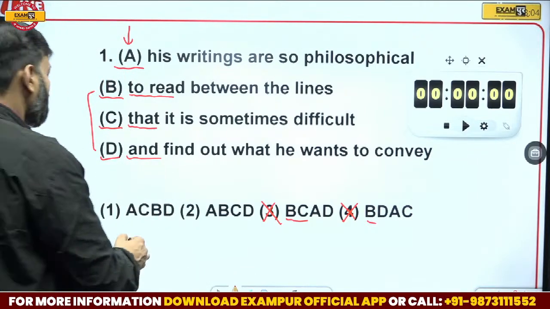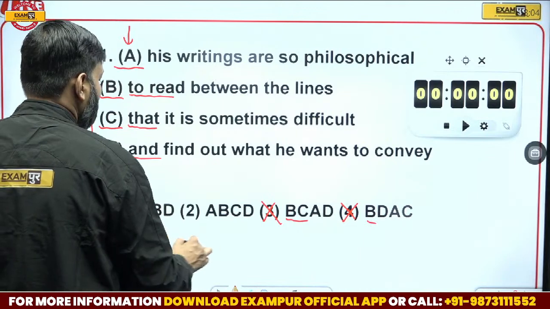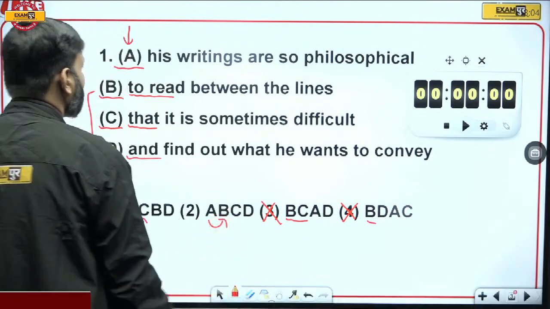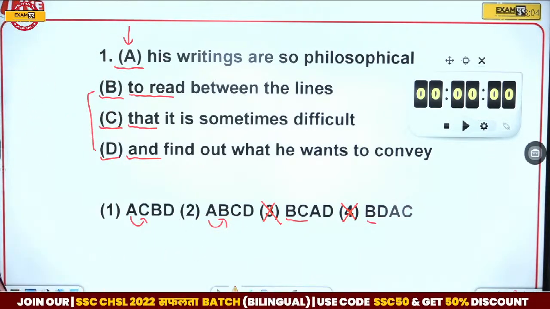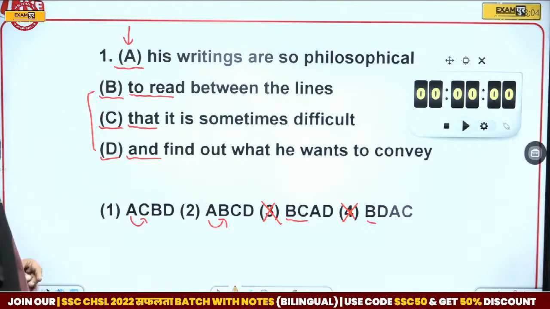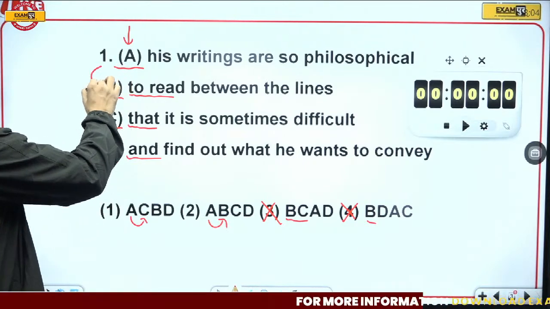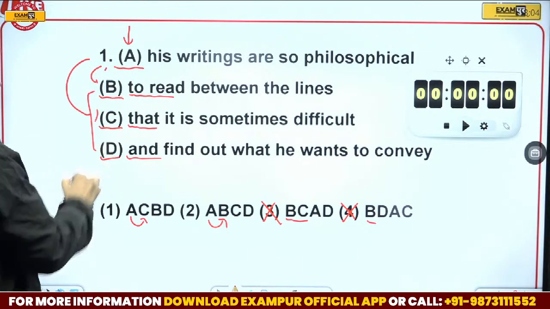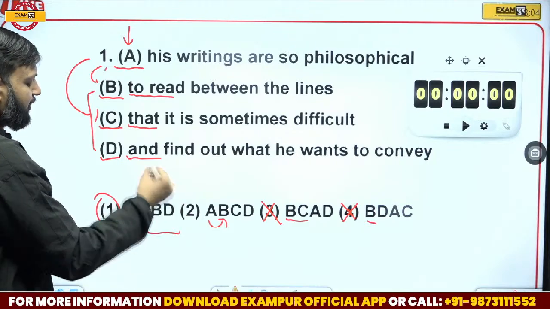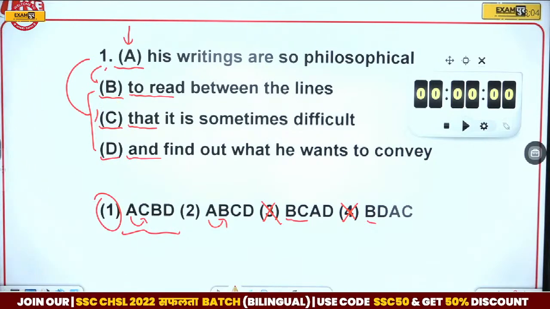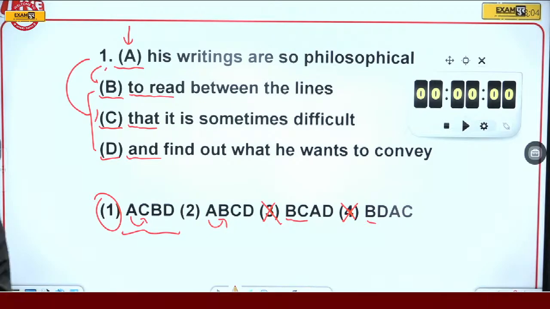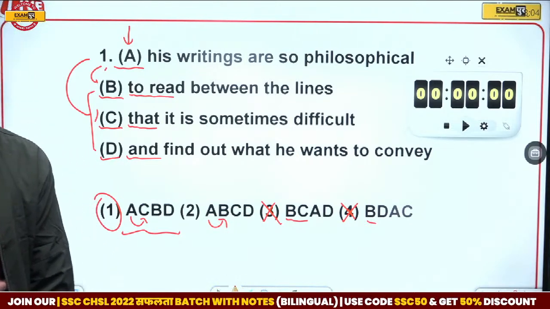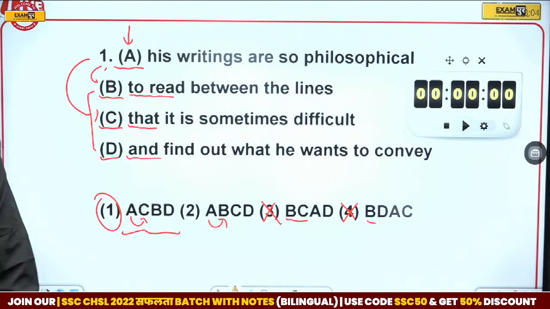Now in option number 1, A is followed by C, and in option number 2, A is followed by B. So: his writings are so philosophical. His writings are so philosophical to read between the lines. So A cannot be followed by B. A is followed by C. So here option number 1 is the right answer. Okay, everyone is absolutely right. Kirti, Prajwal, both are absolutely right.